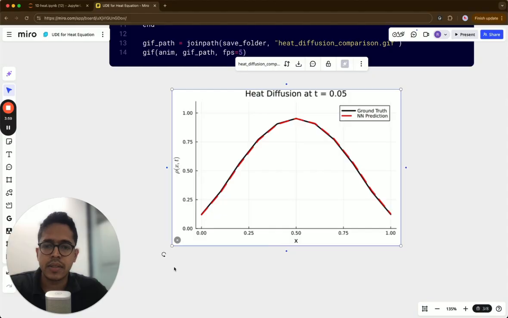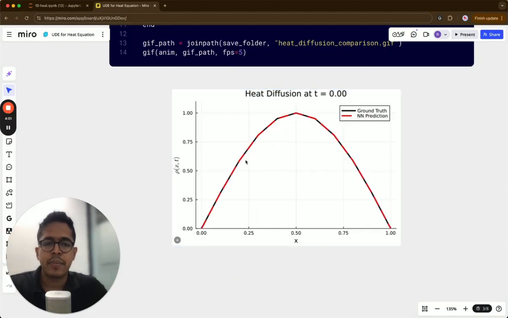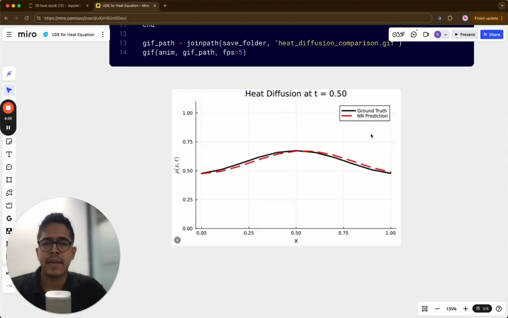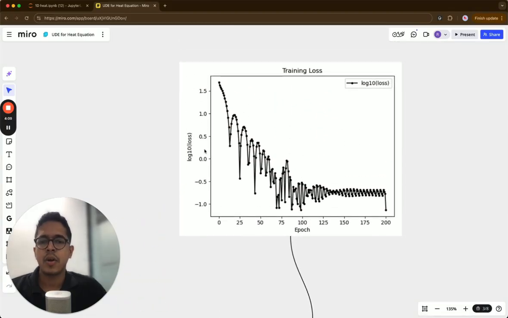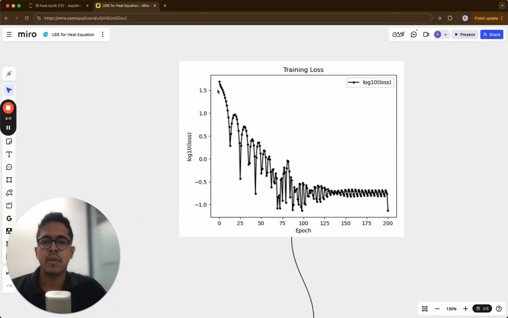So this GIF shows you the evolution of temperature as a function of time for ground truth as well as neural network prediction. They are matching pretty well. And the loss, as you can see from this plot here, I'm plotting it as logarithm of loss. I think it has changed by almost 2 orders of magnitude.